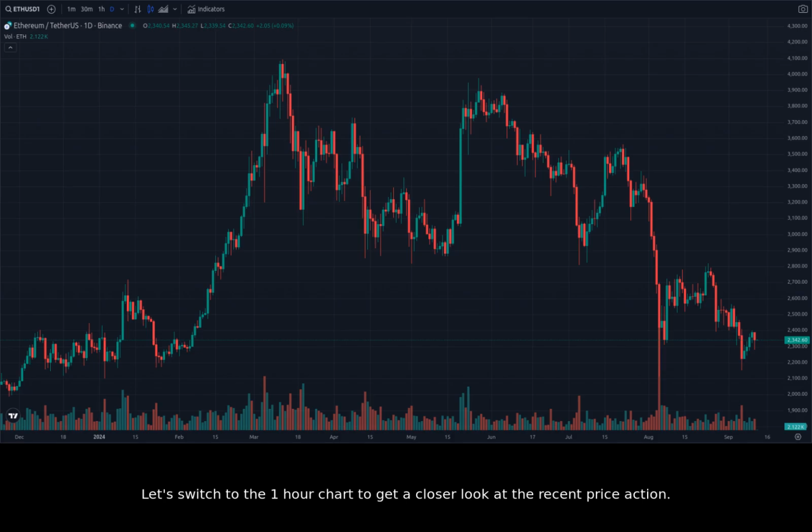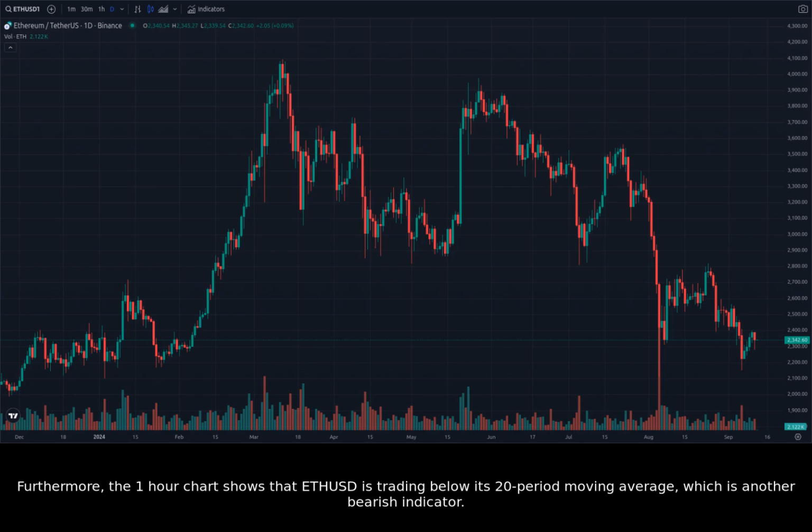Let's switch to the 1-hour chart to get a closer look at the recent price action. The 1-hour chart confirms the recent bearish sentiment, as we can see a series of lower highs and lower lows. This pattern suggests that the price is losing momentum and could continue to decline in the near term. Furthermore, the 1-hour chart shows that ETHUSD is trading below its 20-period moving average, which is another bearish indicator.